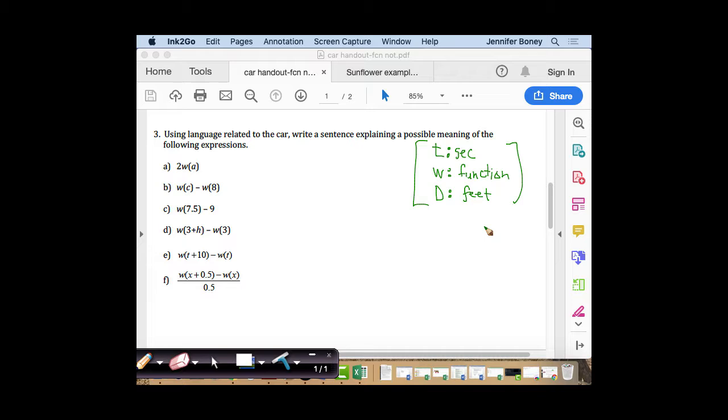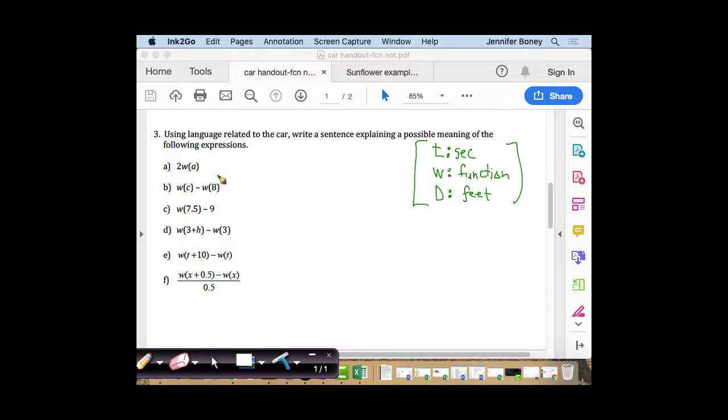So, breaking down what these expressions mean, because again, we're going to see lots of expressions, some more general than others, to try to overall define amounts of accumulation or rates of change for all sorts of situations. So this 2W of A, so W is a function name. A is in the spot where the independent variable would go. So this is talking about time after some time A measured in seconds.